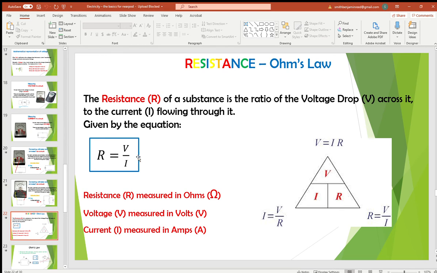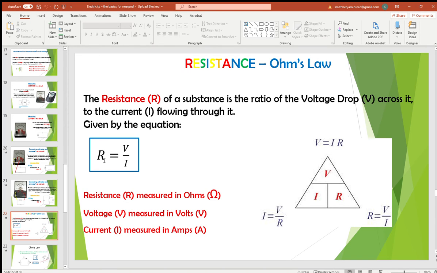Now you can rearrange this formula in 3 different ways. Sometimes you'll see this triangle being used. It is useful. I'm not particularly a big fan of it. It's here if you guys want to try and use it, but personally I use these 3 formulas instead and rearrange them whenever I need. So if this is Ohm's law, resistance equals voltage divided by current. Here we can bring current to the other side. So we multiply both sides by current, and then we have voltage equals current times resistance.